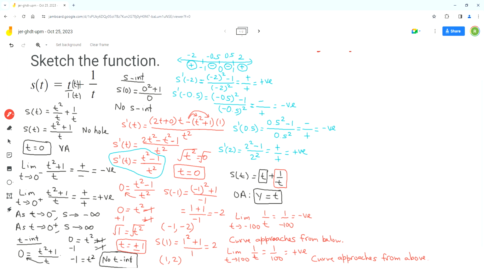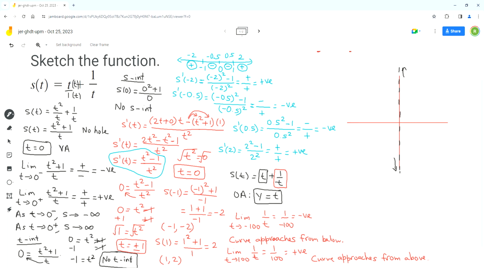Now we can use all of this information to sketch the function. So we'll start with the vertical asymptote. So the vertical asymptote is at t equals 0. So that's the y-axis. Now to the left side of this vertical asymptote, the curve approaches negative infinity. So like this. And to the right side of this vertical asymptote, the curve approaches positive infinity.